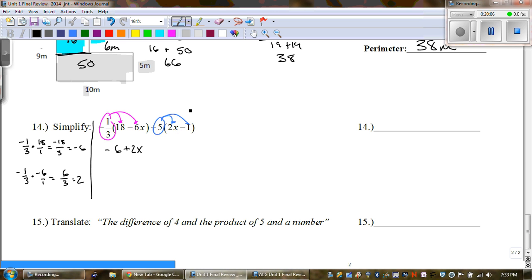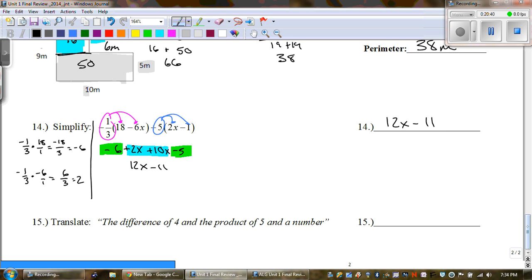Now, distributing in the blue, it's a positive 5. 5 times 2 is 10, and that's 10x. And 5 times negative 1 is negative 5. Let's combine our like terms. 2 plus 10 is 12x. And then we have negative 6 and negative 5 combined together is negative 11. So we have 12x minus 11.